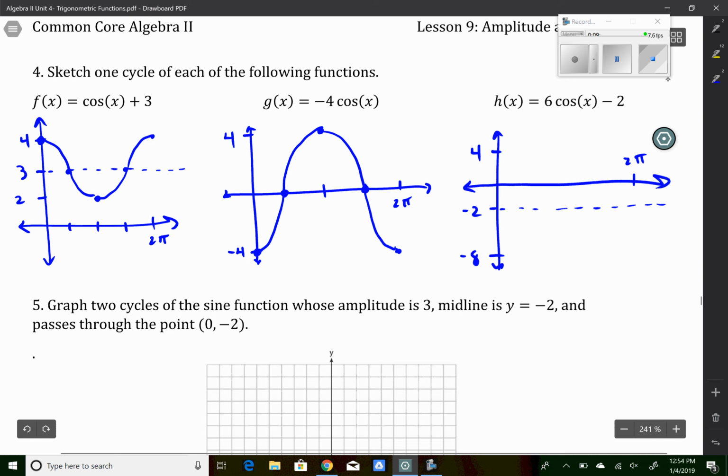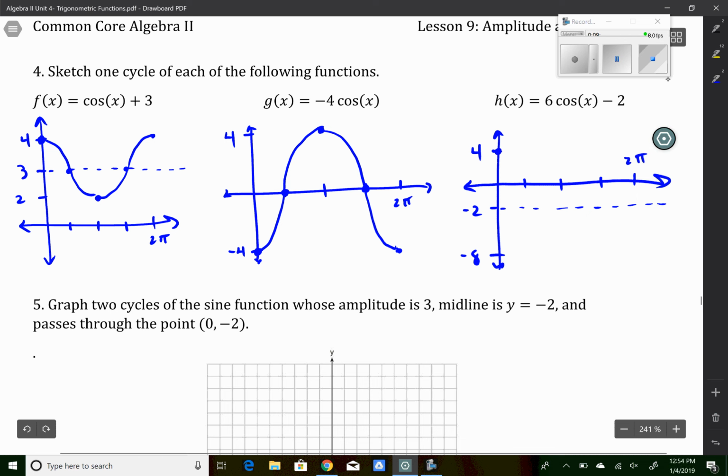Here's your 2 pi, cut into quarters. Cosine curve, so it's going to start, since it's positive, at the maximum. Quarter turn will be at the midline. Half turn at the minimum. One more quarter turn at the midline. Full cycle, ends where it started.